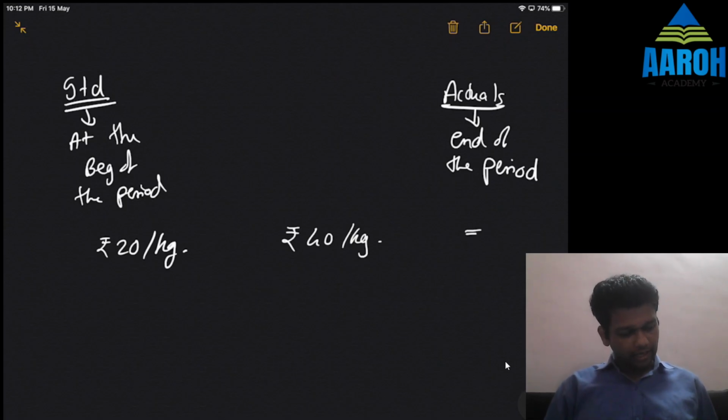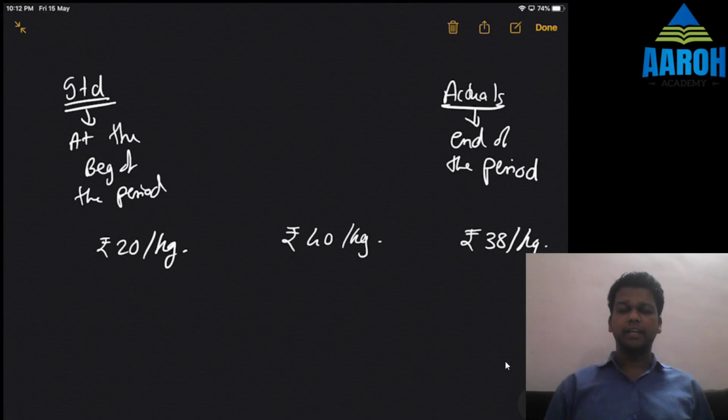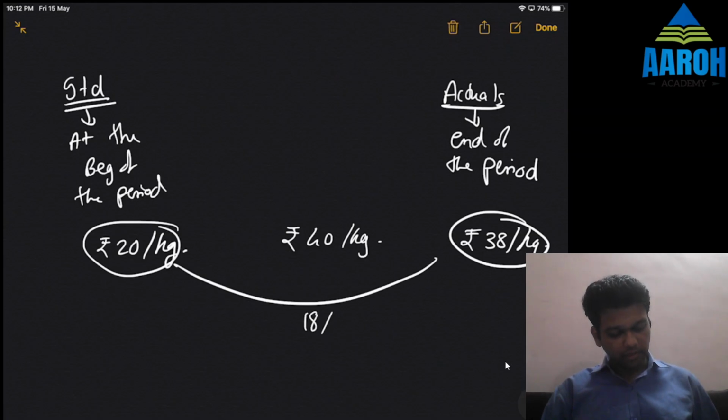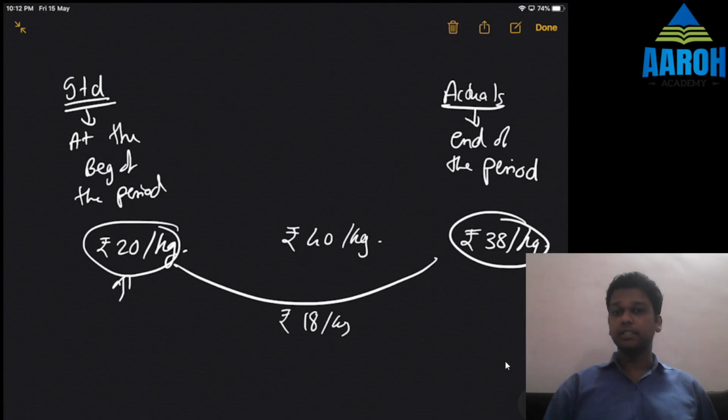Because of such reasons, the price went up to 40 rupees per kg, and then actually we could purchase the material at, let's say, 38 per kg because of good buying practices or maybe our relationships with suppliers, etc. So what will happen under traditional system of standard costing is that we'll compare this 20 with this 38 and we'll get an adverse variance of 18 rupees per kg, which is ideally wrong, because this 20 was set as standard, that is correct, but whatever we did, we could not have achieved 20 rupees. We could not have achieved it because 20 was not the market price when we actually purchased raw material.